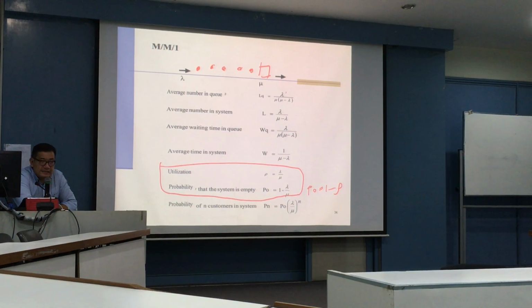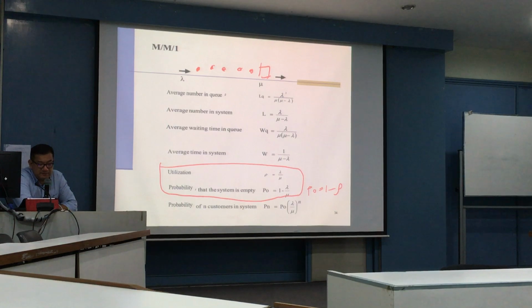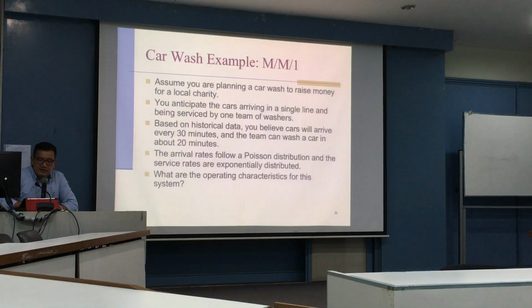Rho and P0 have this kind of relationship, right? You can see that if we go through this example. Let's say I'm using the example of a car wash. You expect that cars arrive to the system in a single line, and we have only one team of washers washing the cars. Based on the historical data, you believe that a car will arrive every 30 minutes, and the team can wash a car in 20 minutes.